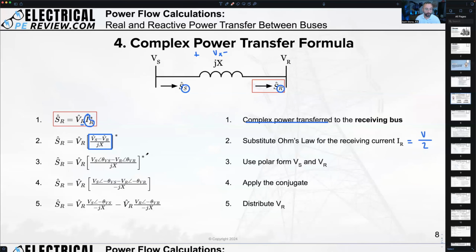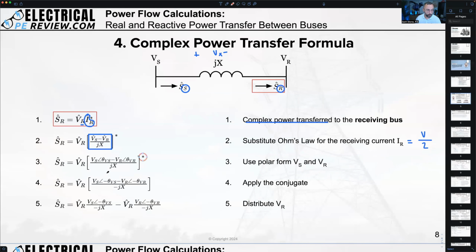All right, step 4, it's time to apply the conjugate. How do we apply the conjugate to polar or rectangular numbers? All we do is what? If it's in polar, we change the polarity of the angle from positive to negative or negative to positive. Or if it's rectangular, we change the polarity of the imaginary component, right? If it's a plus j term, now it's a minus j term. If it was a minus j term, now it's a plus j term.